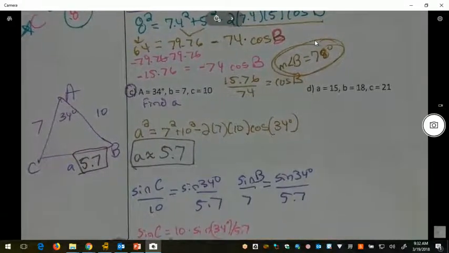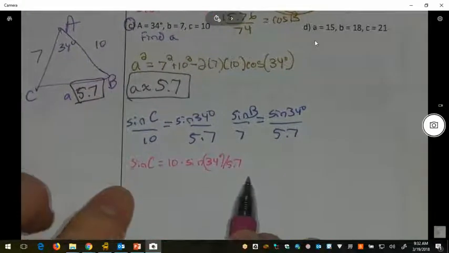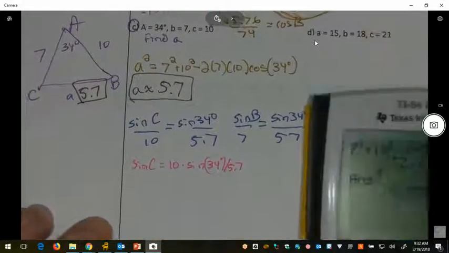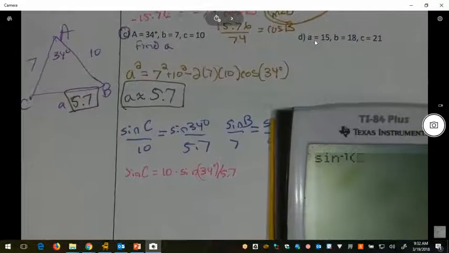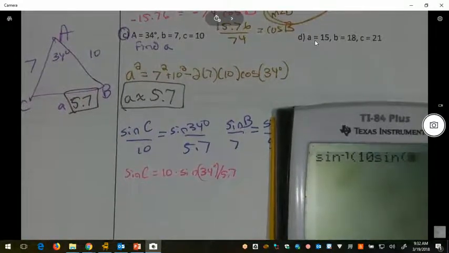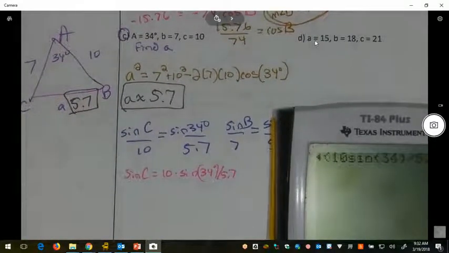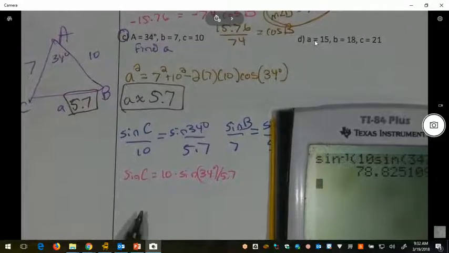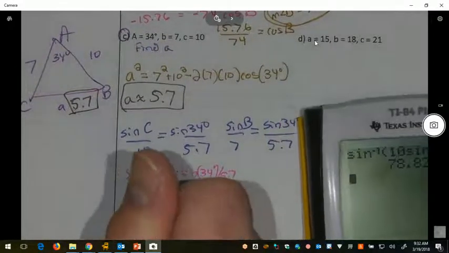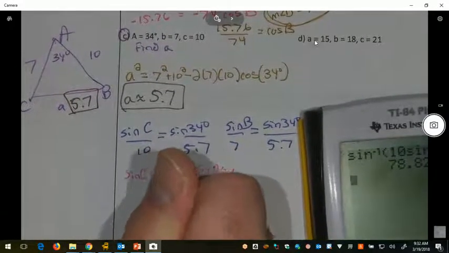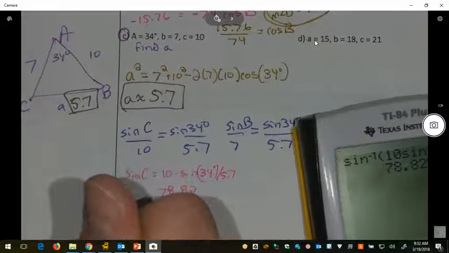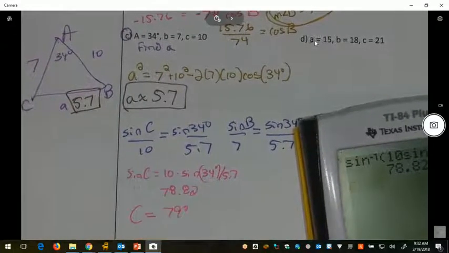I'm actually going to do sine inverse of this whole expression to find the value of C. So sine inverse of 10 times sine of 34 divided by 5.7 gives me 78.82, or 79 degrees for angle C.